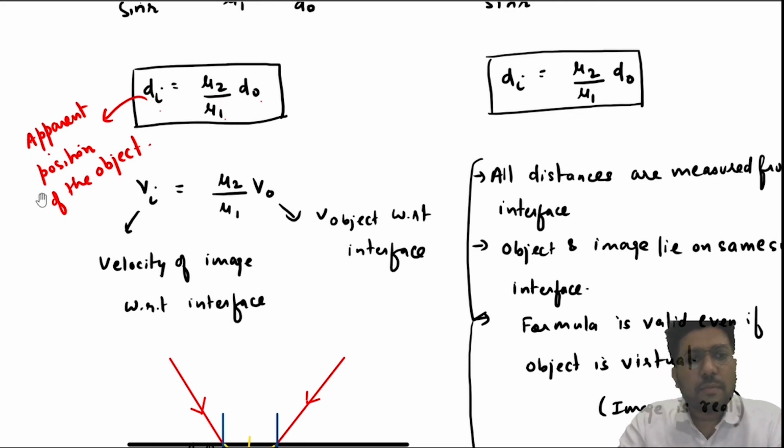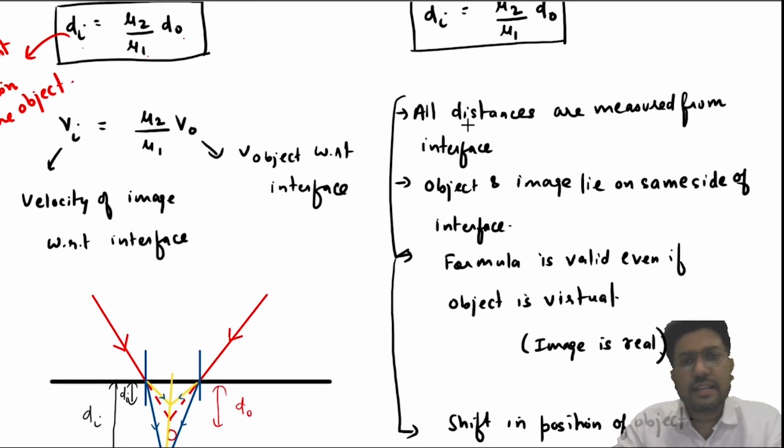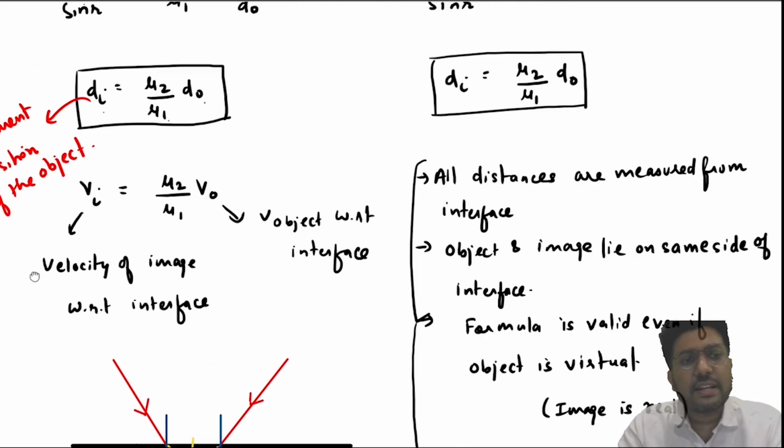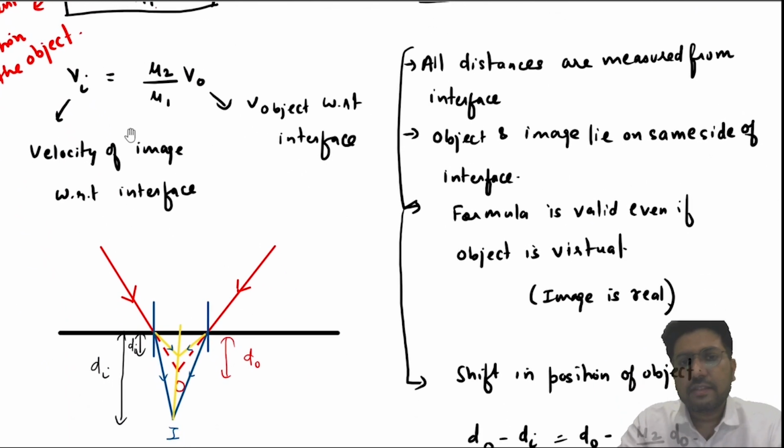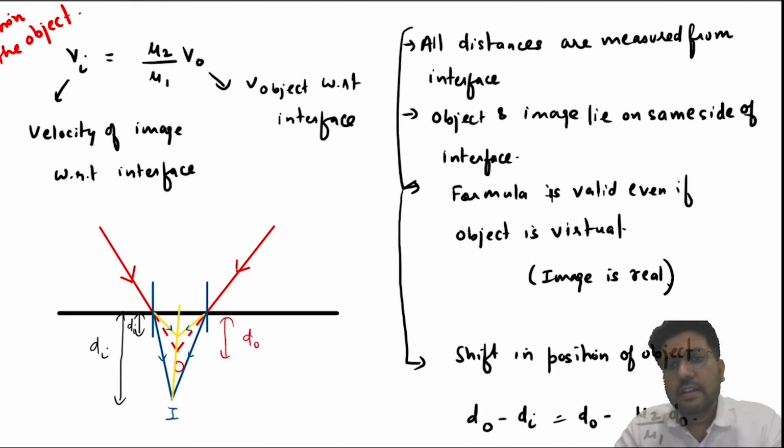Now some more important points are written here. First thing is, all distances are measured from the interface. I have told you. Second thing is, object and image always lie on the same side of the interface. If the object is upward, image is also upward. Object is downward, image is also downward. Okay, so these two points we have discussed. Then the third point is, this formula is valid even if the object is virtual. What do you mean by virtual object? Virtual object means a converging ray.